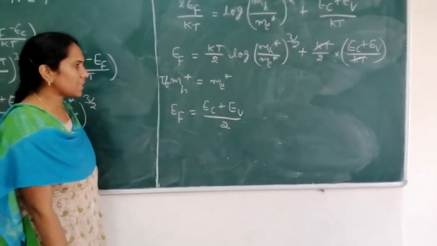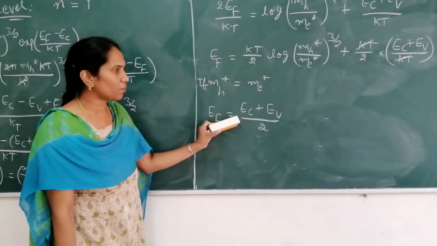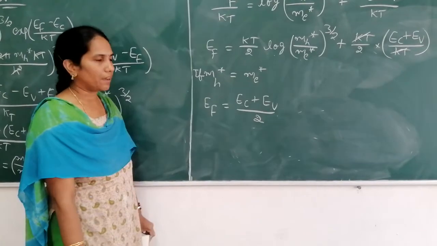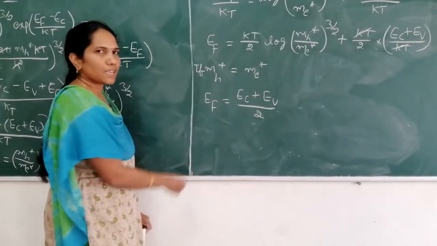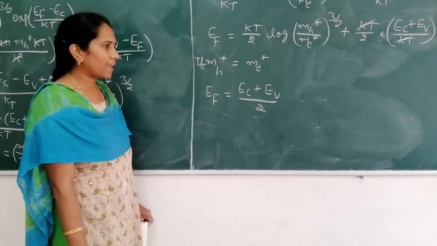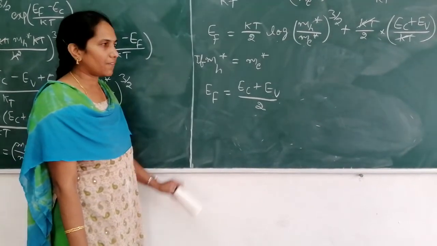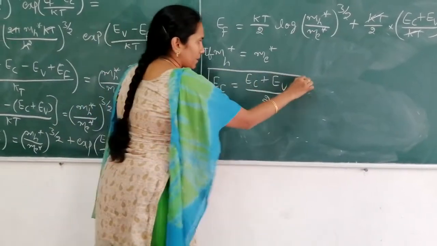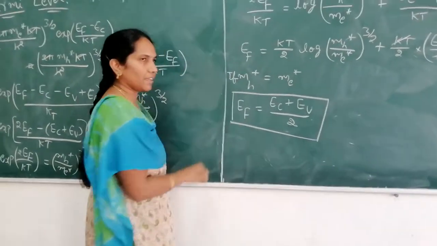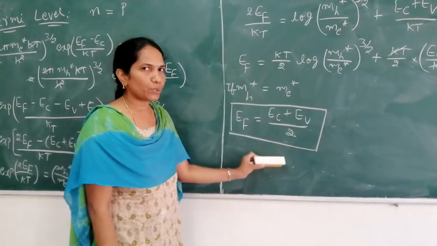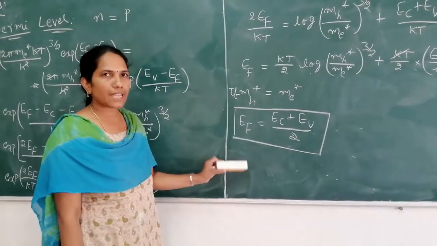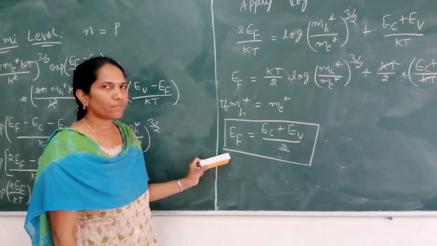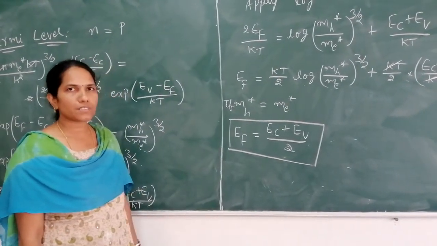As we know that EC is the energy corresponding to the bottom of the conduction band, EV is the energy corresponding to the top of the valence band. The Fermi level in case of intrinsic semiconductor lies exactly halfway between the valence band and conduction band. So the final expression for the Fermi level in case of intrinsic semiconductor is (EC plus EV) by 2. That means it is exactly between the conduction band and valence band. So this is the expression for Fermi level in case of intrinsic semiconductor.